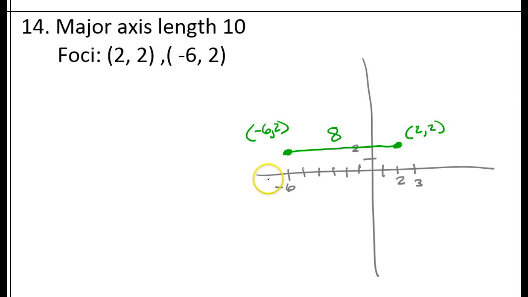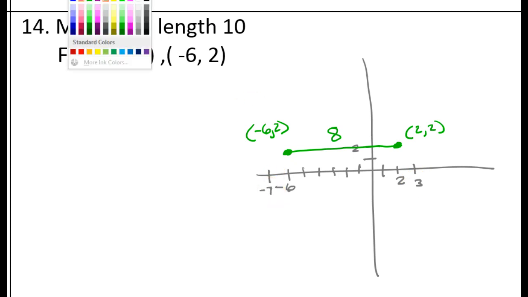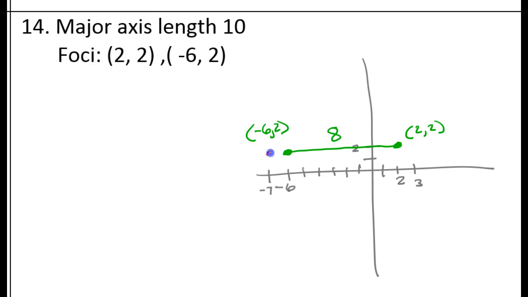I need to go to 3, and I need to go to -7 for my vertices. So I'm going to have vertices here and here. Now I have a major axis, so I had 8 and then 9, 10. From vertex to vertex, I now have 10. So this is good. So I have a horizontal ellipse.